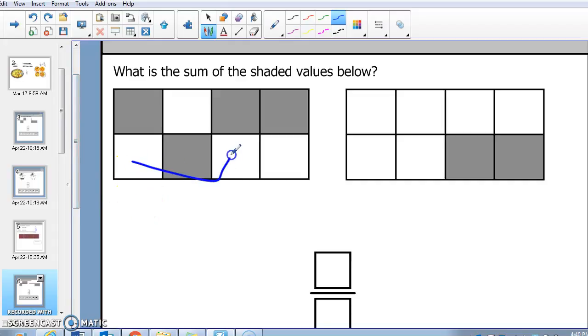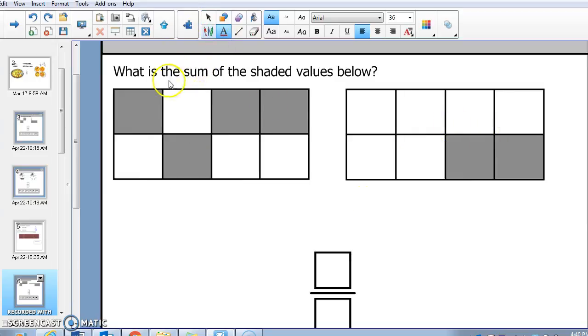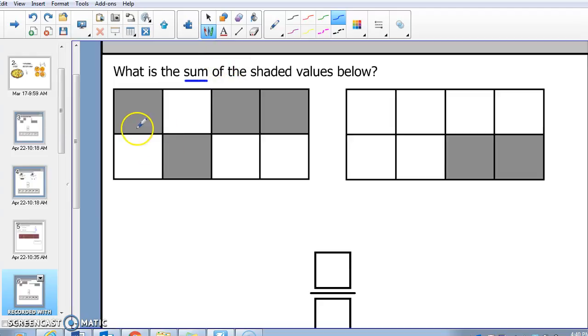Okay, so you should be thinking, what fraction is this? And what fraction is this? And it's asking for the sum. Always want to pay attention to our key words here. Okay, so the fraction of shaded value here is 4/6. I always like to write it out too, just to keep that clear in my head. Plus 2/6.